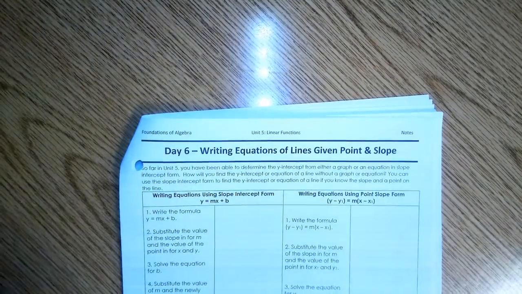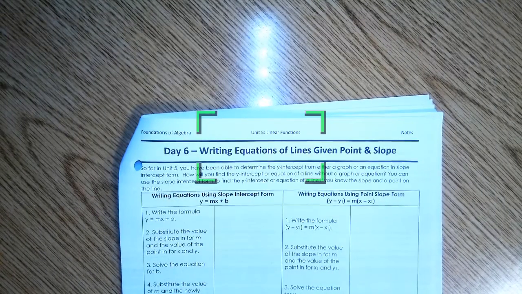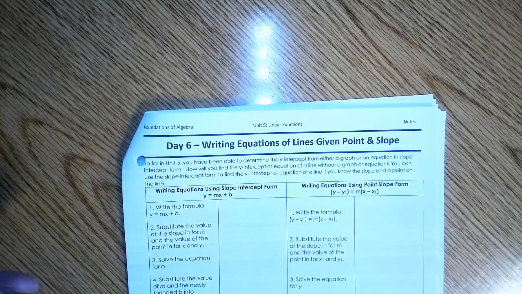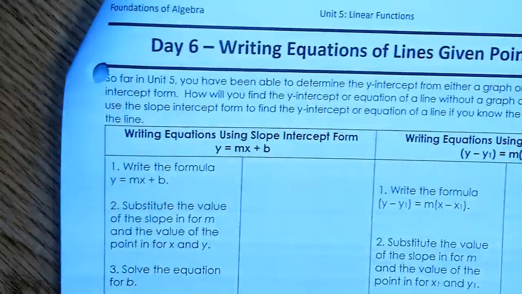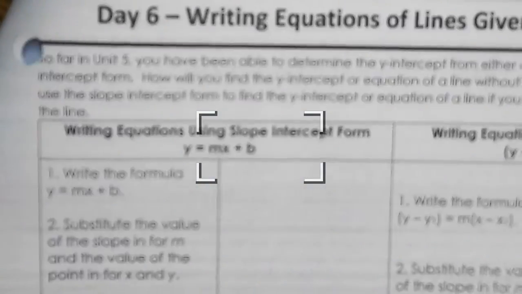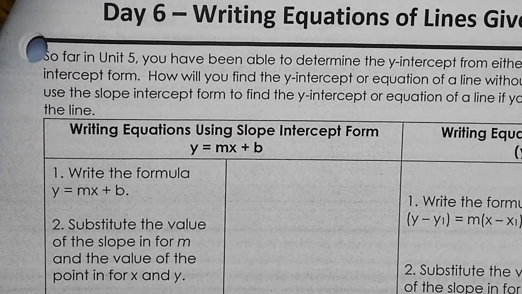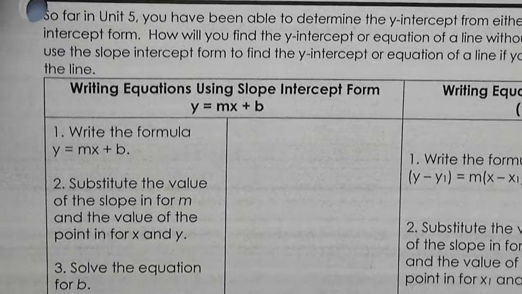We're writing equations of lines given a point and slope. Okay, so that's the idea today. We're going to write an equation for a line given a point and slope. Remember, our formula for a line is what? I zoomed in on it really big. Y equals mx plus b.